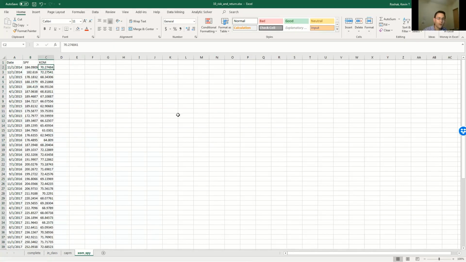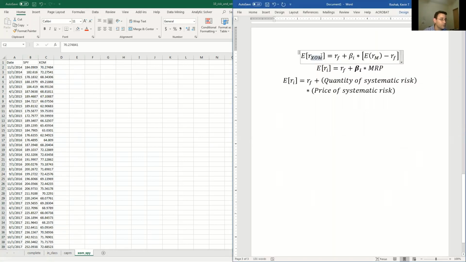Okay, so now I've got a bunch of prices. What I need, however, what shows up in CAPM are not prices, but returns. Right? I need to find the return on Exxon and the return on the stock market and compare them to each other.